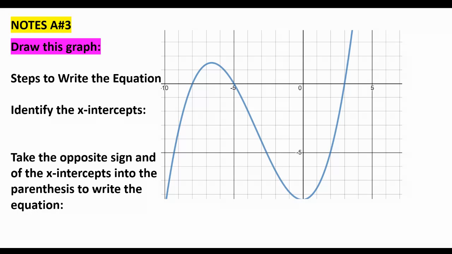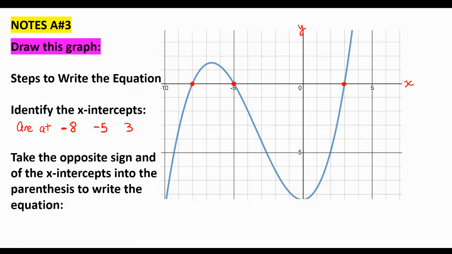So this is going to be the steps to write the equation. You're going to look at a graph and I'm going to say write the equation for this graph. So what you do is you identify the x-intercepts. For this graph, I'm making red dots for the x-axis intercepts. So the x-intercepts are at -8, at -5, and also at 3.